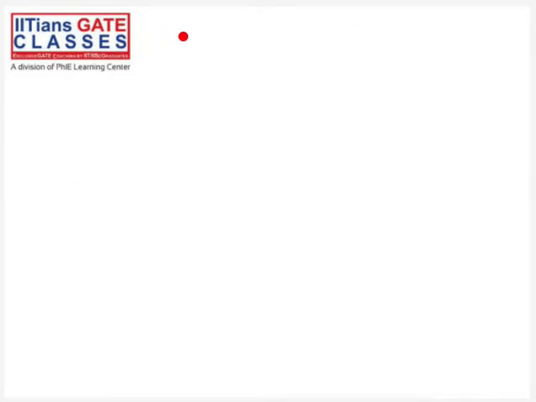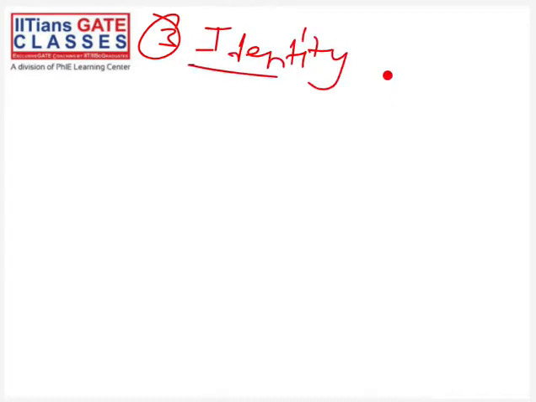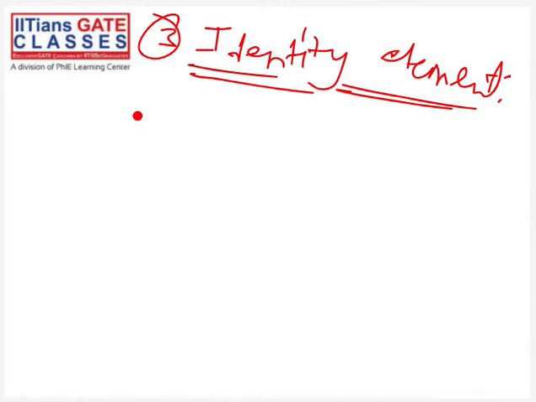Okay, so we have seen associativity, we have seen commutativity. Now let's see the third property, and that is the identity element. What is the identity element? It is a very easy thing. In mathematics you already know it. Let's take an example, then let's understand what the identity element is.